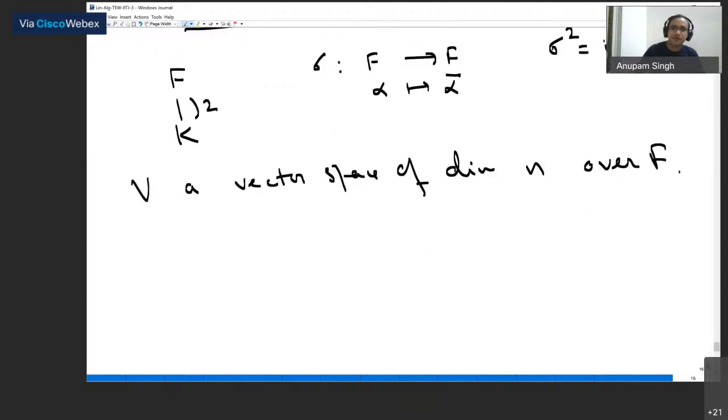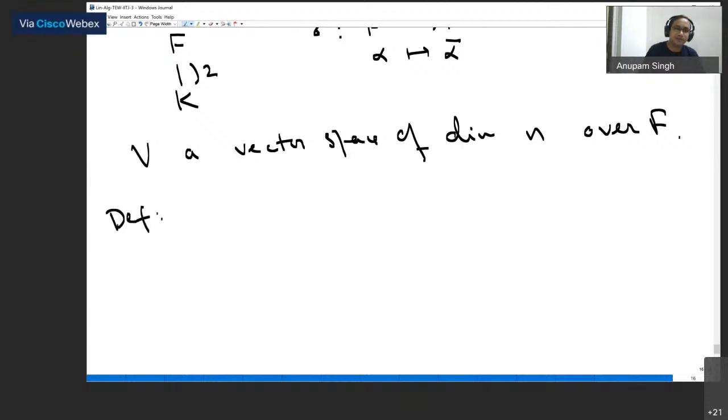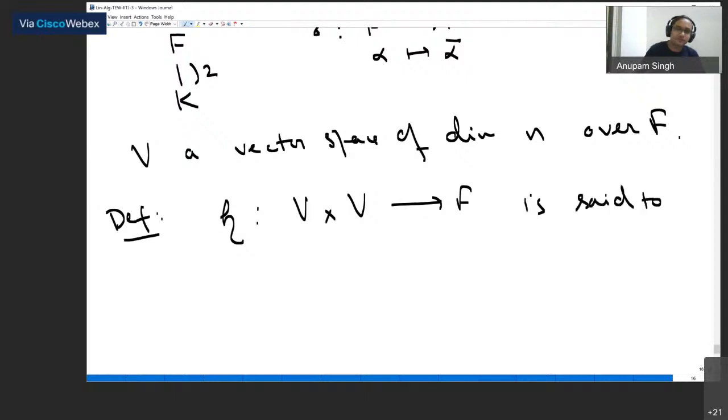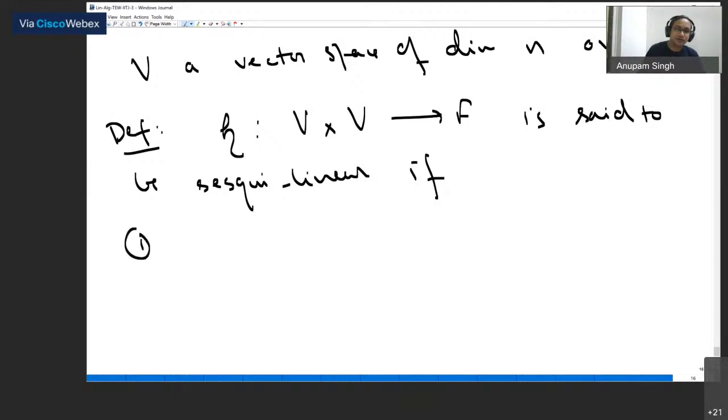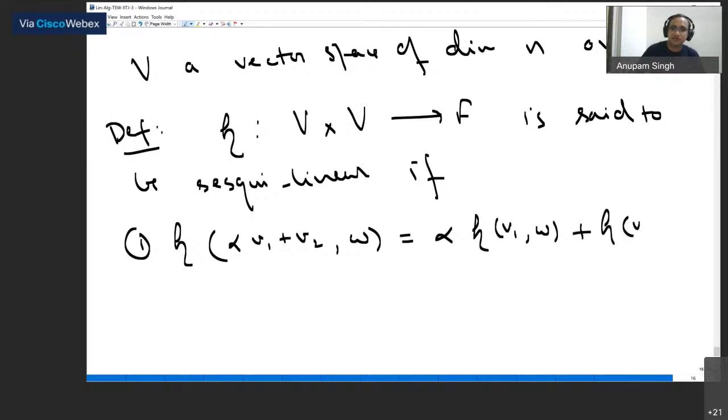All right. And now I want to define sesquilinear form. So this is the definition: a map H from V cross V to F is said to be sesquilinear if it's linear in the first coordinate, that is, H of alpha V1 plus V2 comma W is alpha H of V1 comma W plus H of V2 comma W.